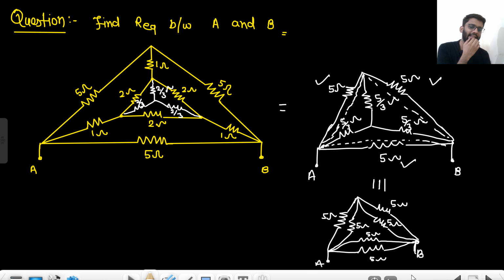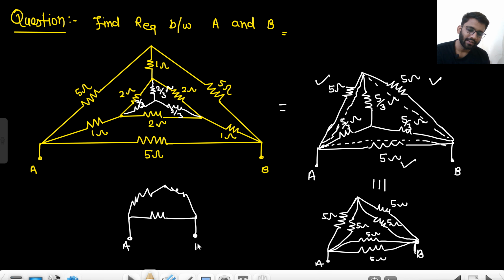These two potentials are A and B. Now tell me, this 5 and 5 will give you 5 by 2. This 5 and 5 will give you 5 by 2. Now this 5 by 2 and this 5 by 2, both of them will be in series, right? Let's assume there is some resistance R and there is some resistance connected here and here. So now you are finding R equivalent from this side.